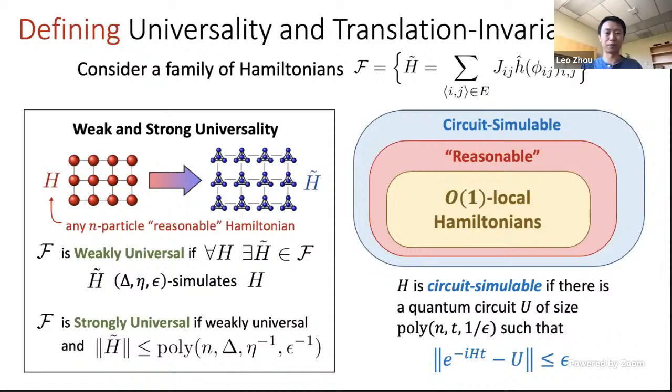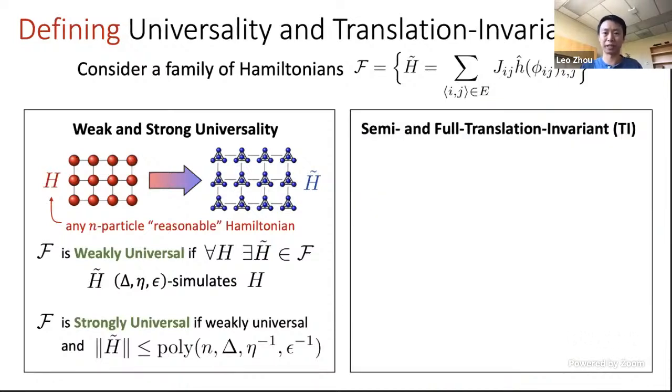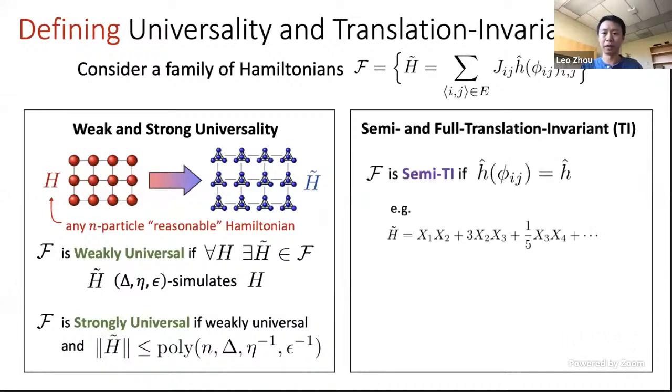Okay, so now I've defined what universality means. I will also define translational invariance, because that's a nice property to have, especially when we try to implement them in the experiment. There are two notions of translation invariance, semi and full. We say that a family of Hamiltonians is semi-translational invariant if all the two-particle operators between every pair of sites on the interaction graph are the same. For example, the example Hamiltonian H tilde I have drawn here is semi-translational invariant because all the interactions are of XX form, even though the coefficients might be different.